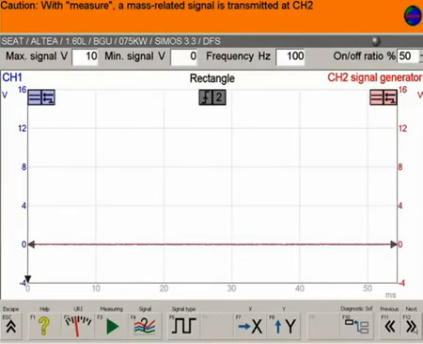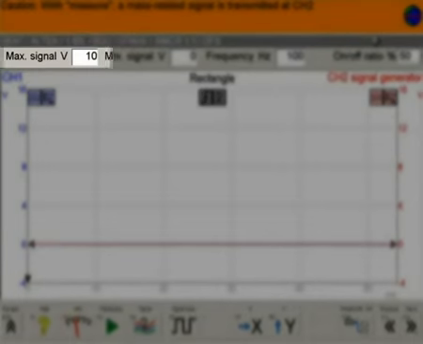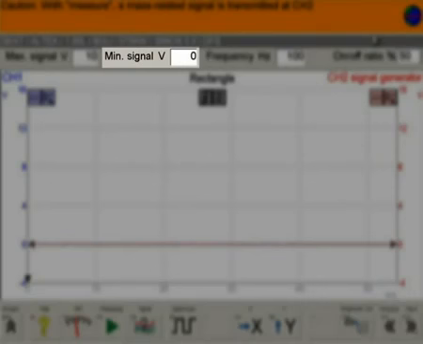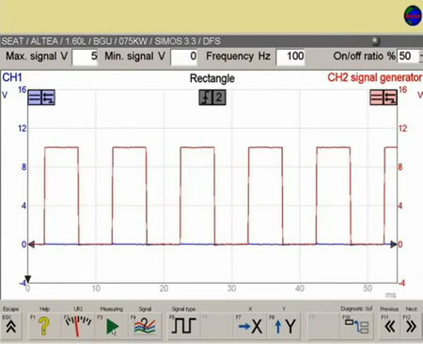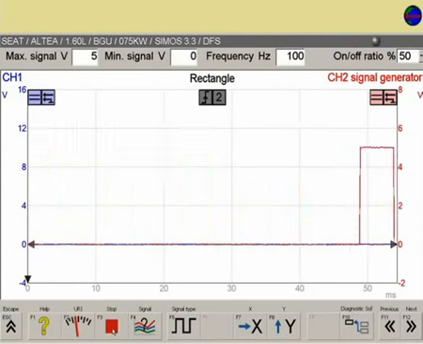Below the orange information bar, the following values can be adjusted using the keyboard: voltage maximum, voltage minimum, frequency, and on-off ratio. The output signal on channel 2 can be started.